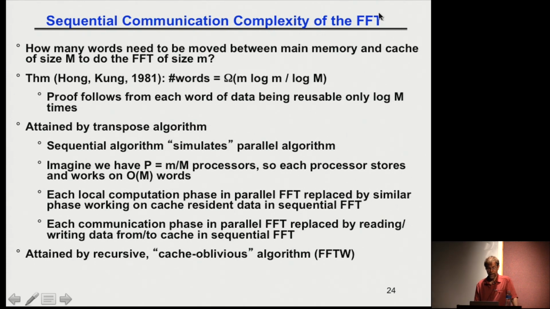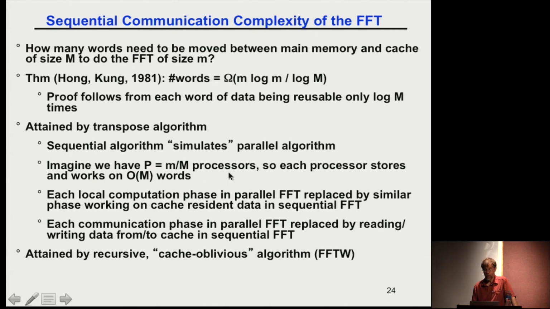And the proof follows by looking at the fact that each word of data is only reused log capital M times. That's just the nature of the algorithm, unlike matrix multiply, where every number gets used many, many times. So the question is, how do I attain it? And it turns out that if I have a sequential algorithm that simulates the parallel algorithm running the transpose algorithm, that will minimize communication.